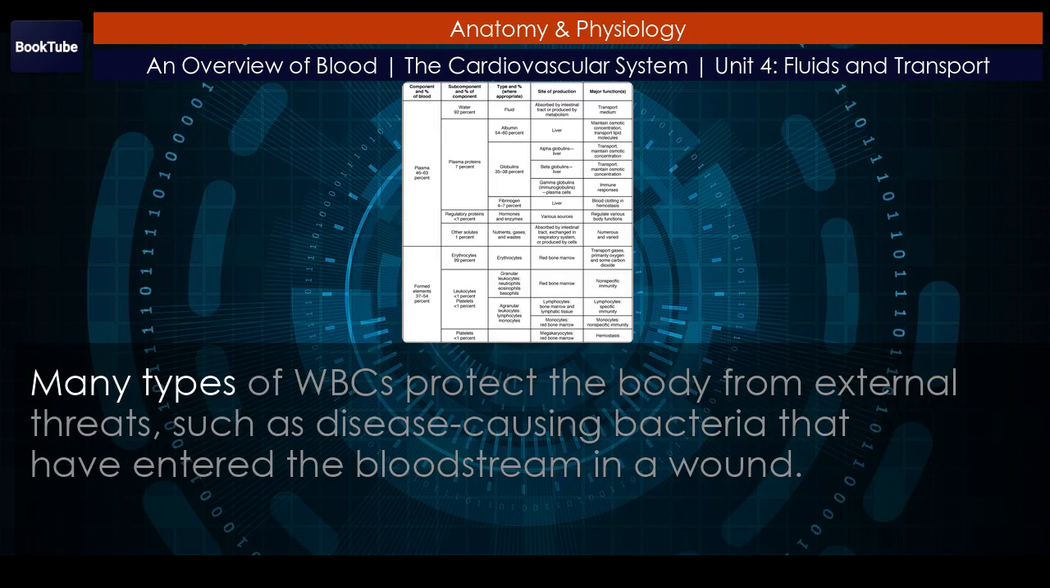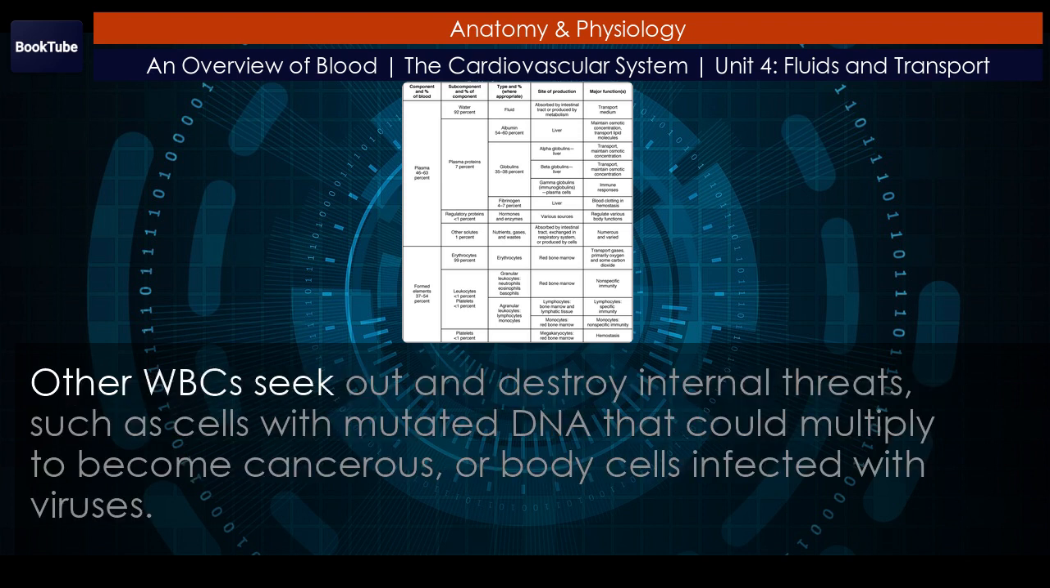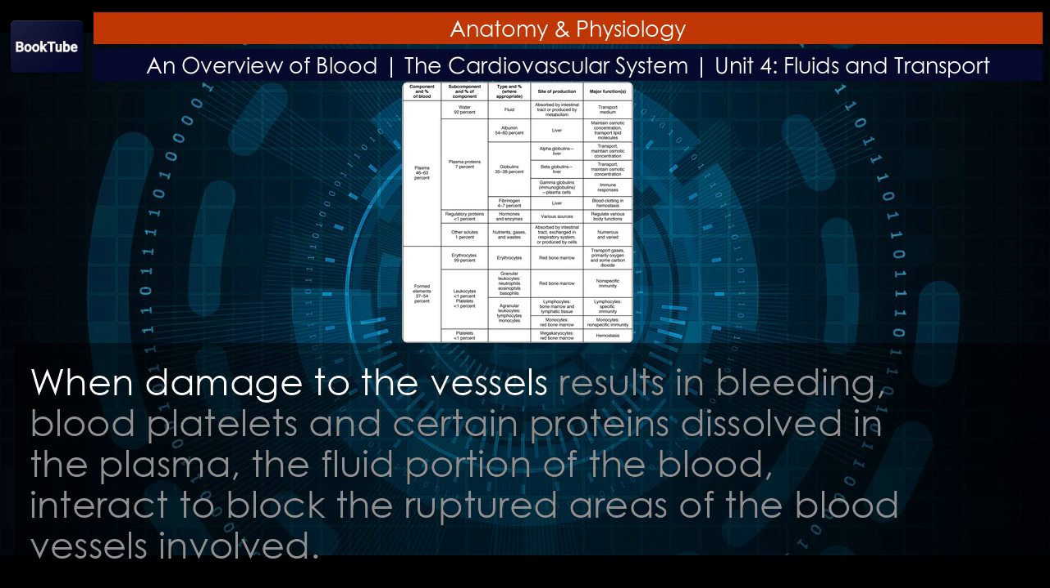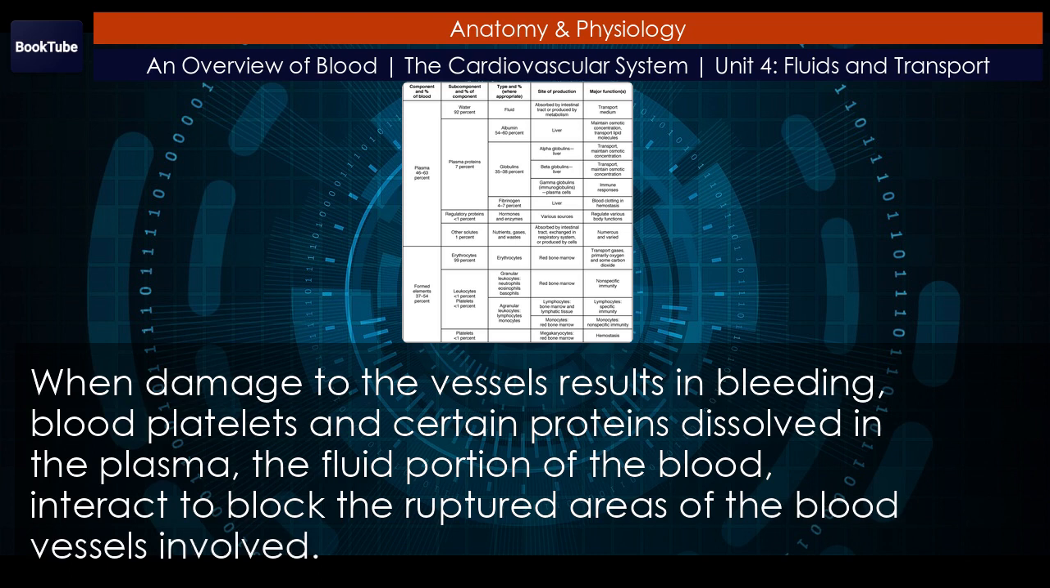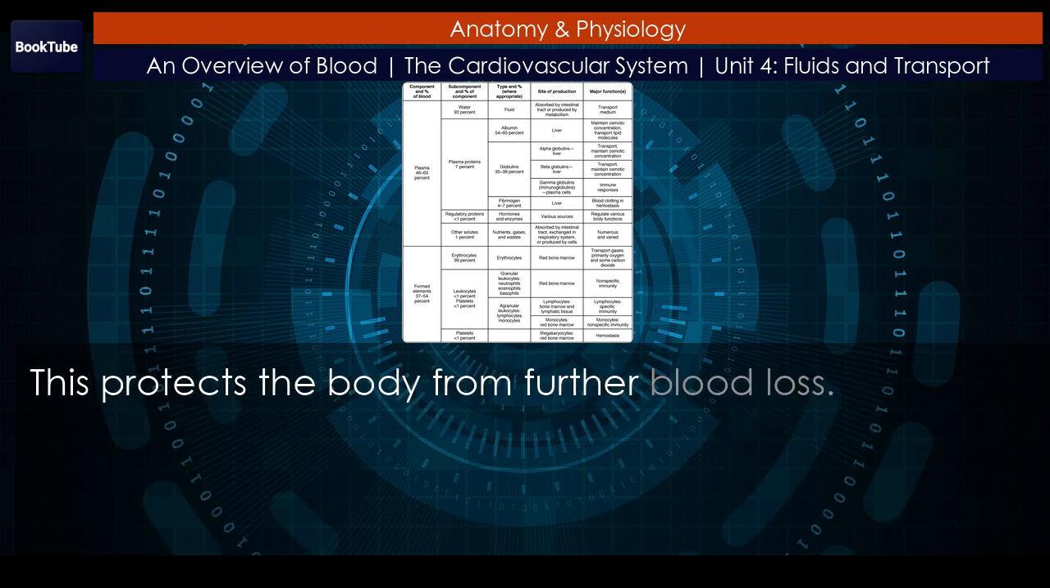Defense. Many types of WBCs protect the body from external threats, such as disease-causing bacteria that have entered the bloodstream in a wound. Other WBCs seek out and destroy internal threats, such as cells with mutated DNA that could multiply to become cancerous, or body cells infected with viruses. When damage to the vessels results in bleeding, blood platelets and certain proteins dissolved in the plasma, the fluid portion of the blood, interact to block the ruptured areas of the blood vessels involved. This protects the body from further blood loss.